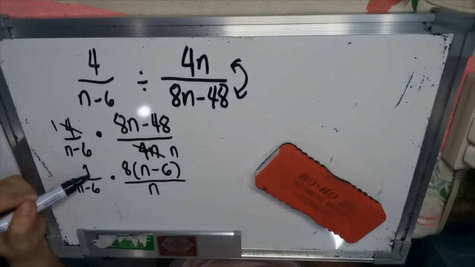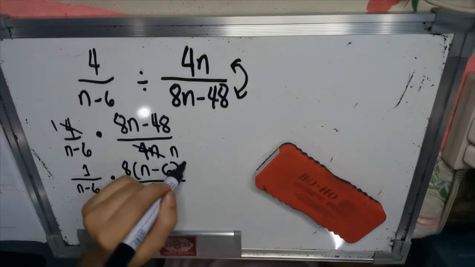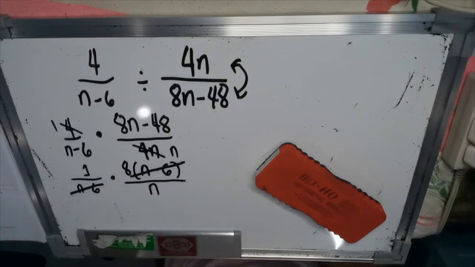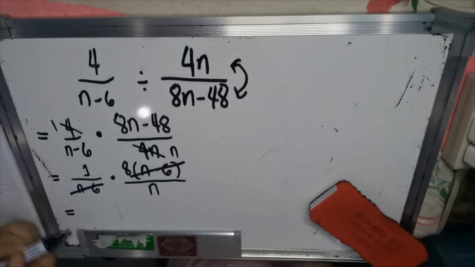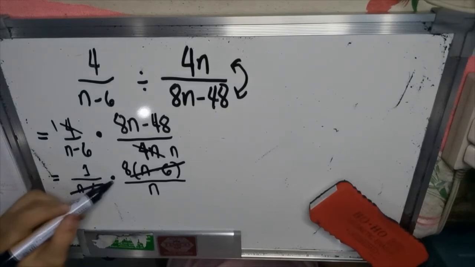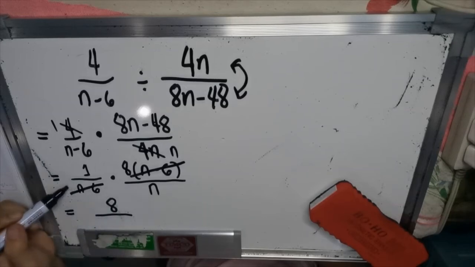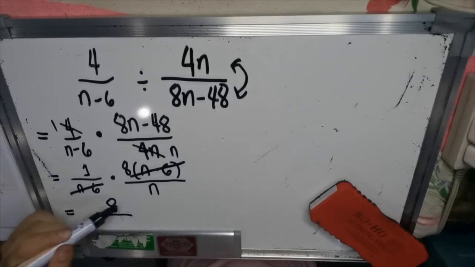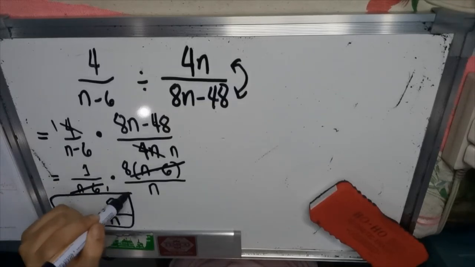Ano pong next? Ma'am, meron ulit makakancel. Nasaan? N minus 6, N minus 6, N minus 6. Tama? So, we will have here 1 times 8 is 8. So, 1 times n is n. So, this will be our final answer.